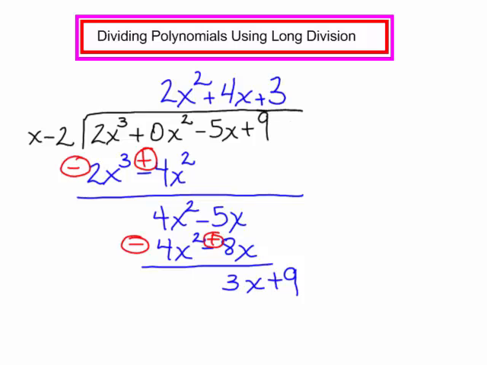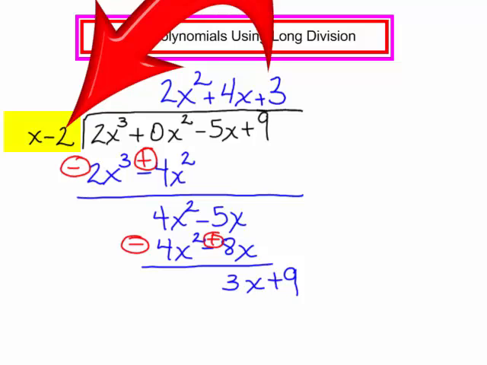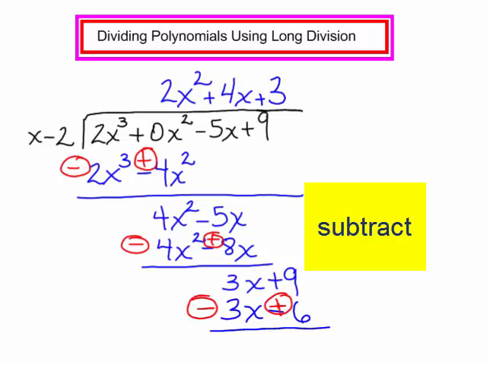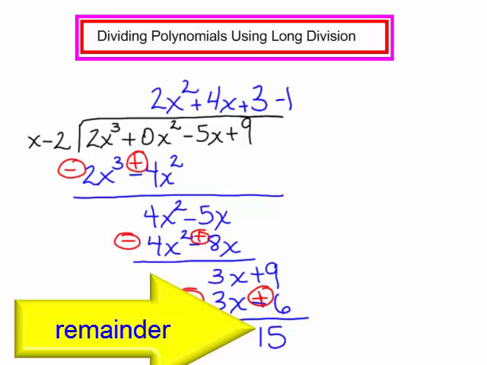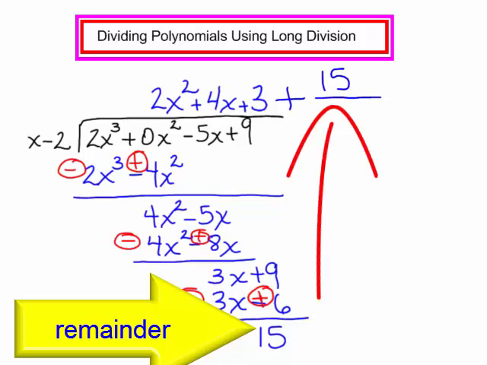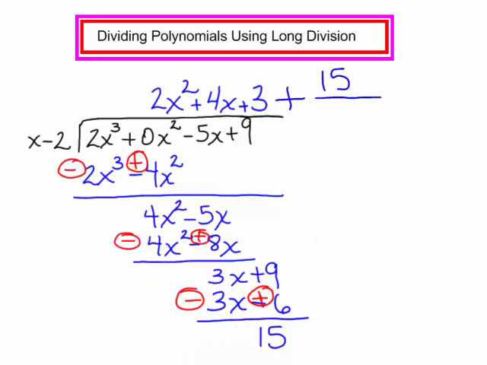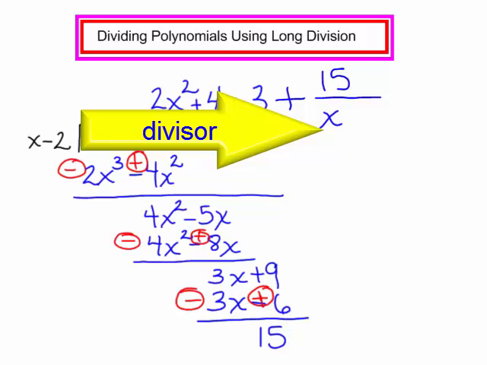And now let's multiply. 3 times x is 3x. 3 times negative 2 is negative 6. And now we will subtract. 3x and a negative 3x cancel. Positive 9 and a positive 6 will be 15. We have nothing else to bring down, so we do have a remainder. So how do I write this remainder? It will be 15 over my divisor, which is x minus 2.